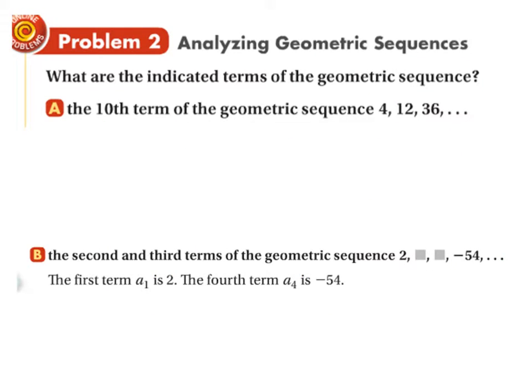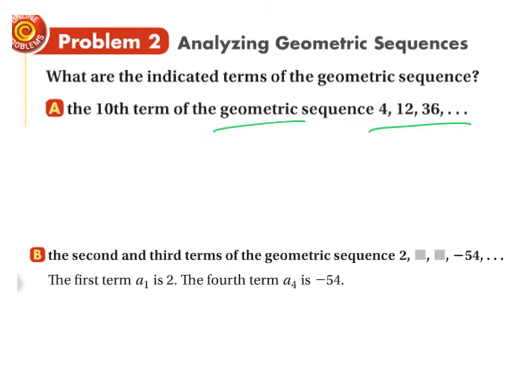Alright, so we have a geometric sequence here, 4, 12, 36. They are asking what the 10th term of the sequence is. So we would probably be looking at finding an explicit form, although the 10th term wouldn't be so bad as far as finding the recursive way to figure that out. We would want to figure out the common ratio.